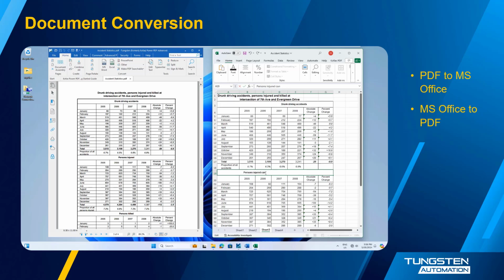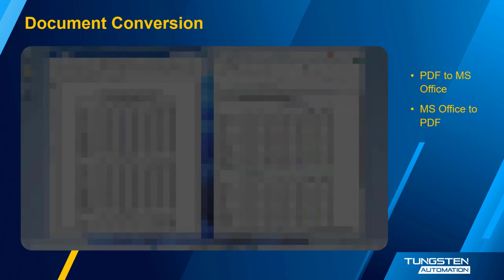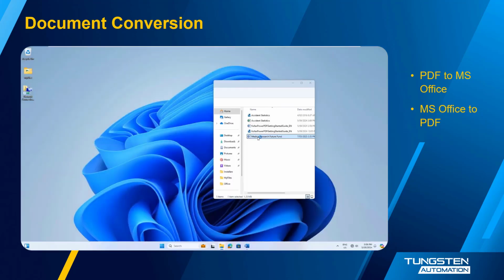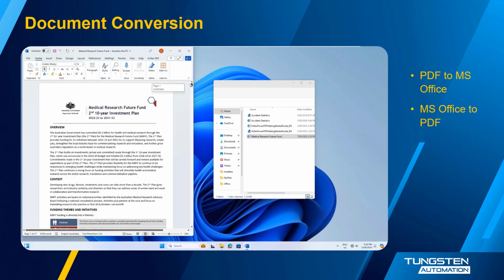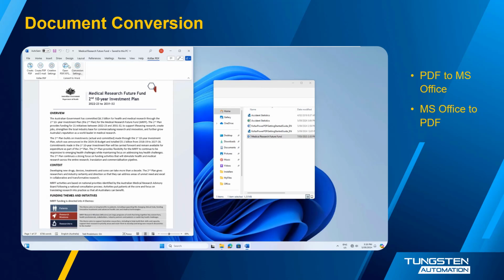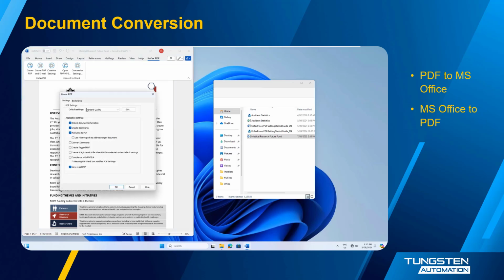When you are ready to distribute or publish your work, PowerPDF streamlines the process by enabling you to convert Microsoft Office files into distribution-ready PDFs. The Microsoft Office plugin is installed into all Office applications, including Word, Excel, PowerPoint, and Outlook, making it easy to create PDF files straight out of these applications.